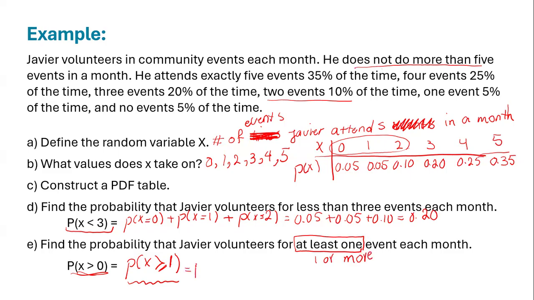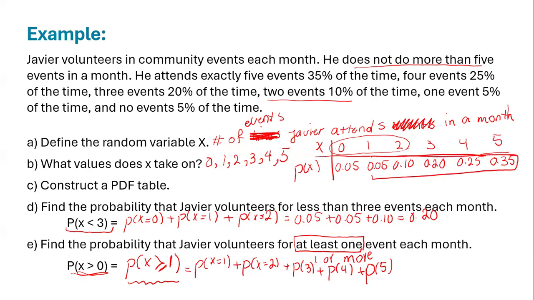1 or more means the probability of 1 or probability of 2 or 3 or 4 or 5. You need to add all of them together, all these probabilities. If you add them together, 0.35 plus 0.25 is 0.60, plus 0.20 is 0.80, plus 0.10 is 0.90, plus 0.05 is 0.95. So that means 95% of the time he attends at least one event each month.